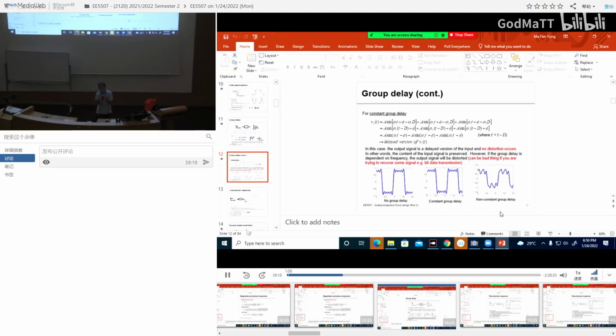So if your circuit somehow has non-constant group delay, you may have problem recovering the signal. You can't tell, okay, is this a 1 or 0?